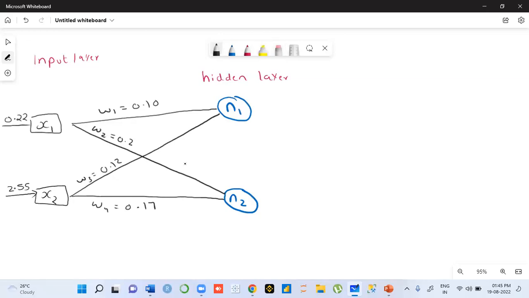Now we need to calculate N1. So I write hashtag N1 calculation. What are the things coming in N1, guys? Can I say X1 into W1, plus X2 into W3. ये clear हो गया? If you remember, guys, we need to add bias. I'm adding it over here. Bias value as 1. And I'm taking its weight.